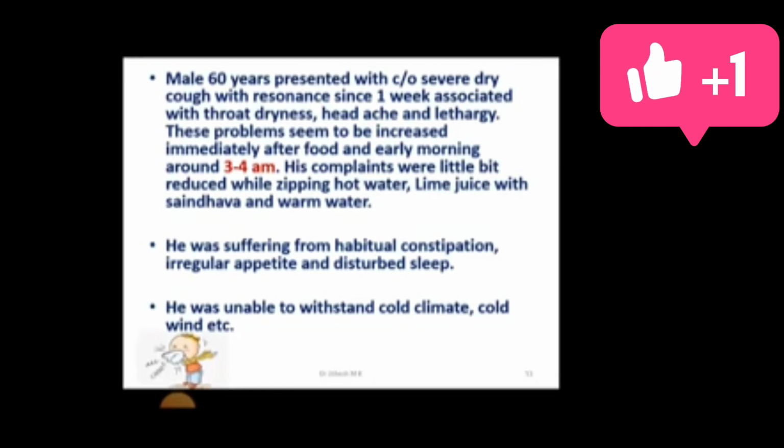When we go a little deeper and ask a few more leading questions, the patient reveals a history of habitual constipation, irregular appetite, and disturbed sleep. He also has severe inability to withstand cold climate and cold wind. Whenever he is exposed to cold climate or cold wind, the problems get worse. So, what could be the diagnosis?